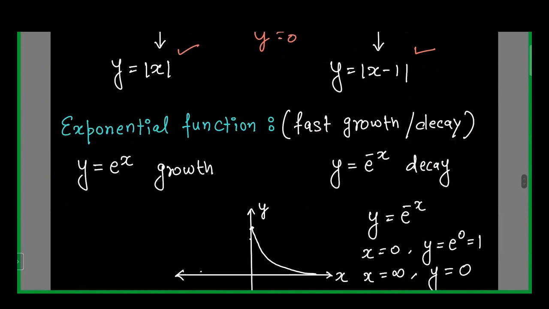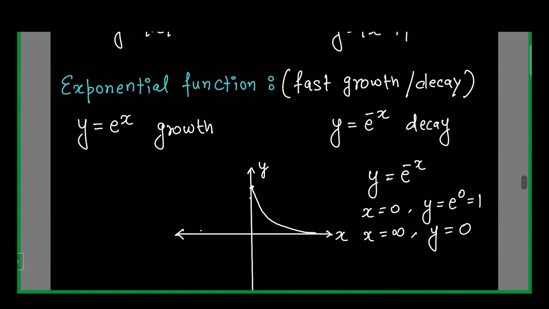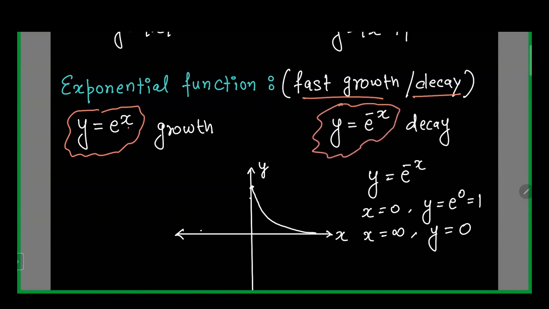The next graph is the exponential function. The exponential function is a very important function in physics. Exponential function means either fast growth or fast decay. We have heard many times in physics that it's an exponential growth or an exponential decay. If your graph is y equals e raised to x, then it is an exponential growth, because if x is increasing, y is also increasing. And if it is y equals e raised to minus x, then it is exponential decay, because if x is increasing, y is decreasing.